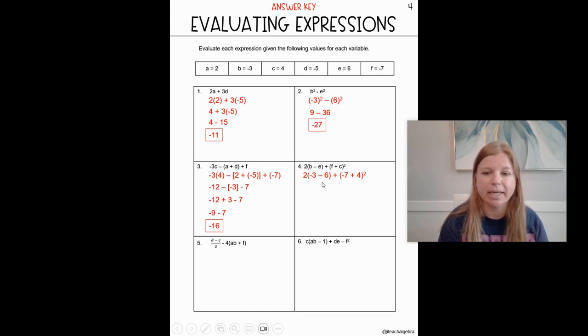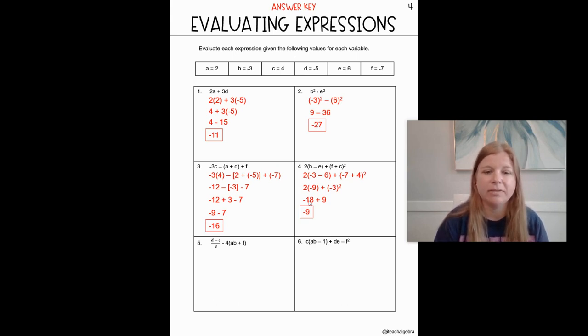-3 minus 6 is -9. -7 plus 4 is -3. I have an exponent here that I need to take care of. -3 to the second power, we spoke about that before, is +9. A negative times a negative is a positive. And then over here on the left, I can take care of 2 times -9. 2 times -9 is -18. So now this is really -18 plus 9, and -18 plus 9 is negative 9.